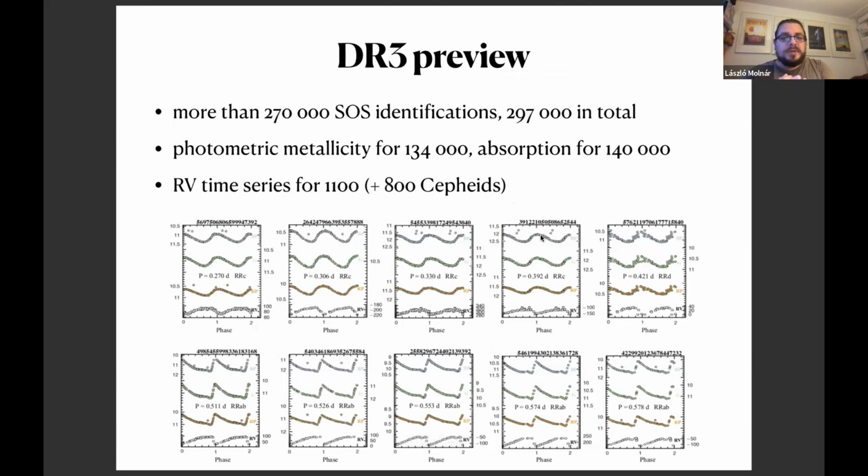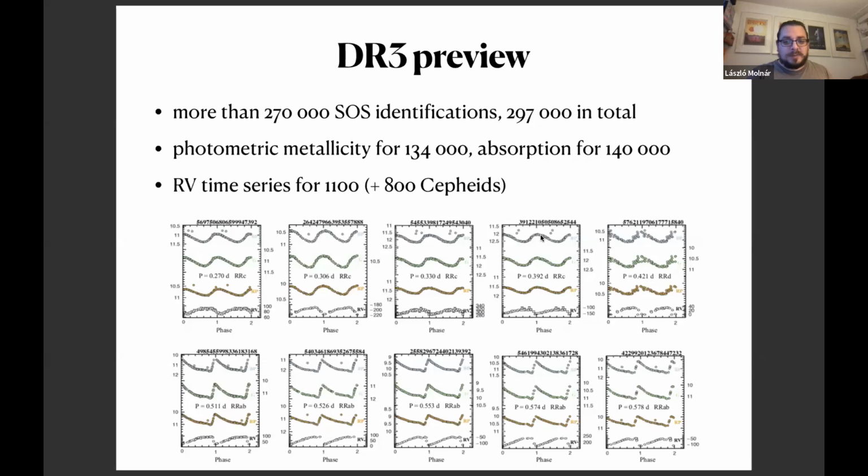I can also give you a preview for DR3 because these numbers have already been published. There will be a large increase in the number of RR Lyrae candidates. The specific object studies pipeline found 270,000 stars. And with the general classifiers, we are nearing 300,000 RR Lyrae candidates in DR3 coming out on Monday. Of these, 134,000 will have photometric metallicity calculated, and 140,000 will have absorption coefficients calculated for the Gaia passbands.